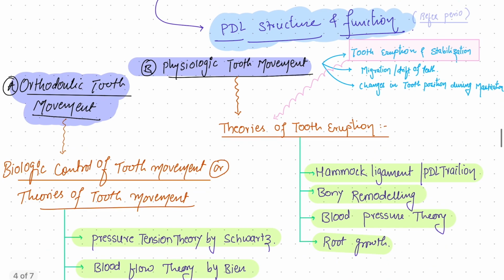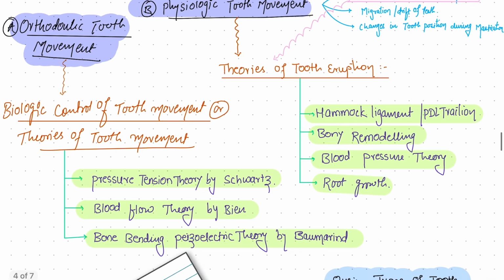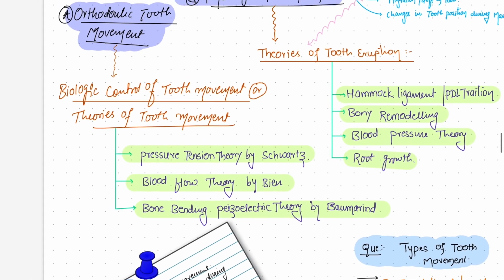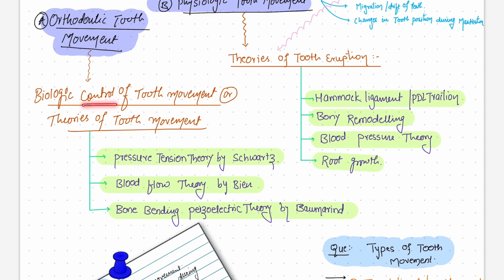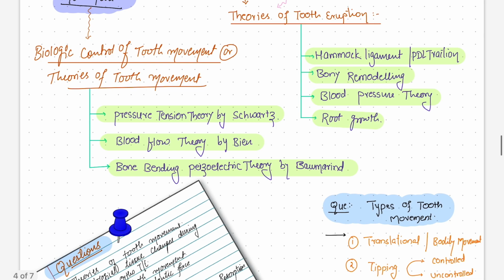Now, in physiologic tooth movement there are various theories, called the theories of tooth eruption. The first one is the hammock ligament or pedial traction. The second one is bony remodeling, then the blood pressure theory and root growth. Eventually we will discuss each and every one of them in detail, but for now we are discussing only the highlights. Then in orthodontic tooth movement, the biological control or the theories of tooth movement explain how the movement of the tooth has been created.